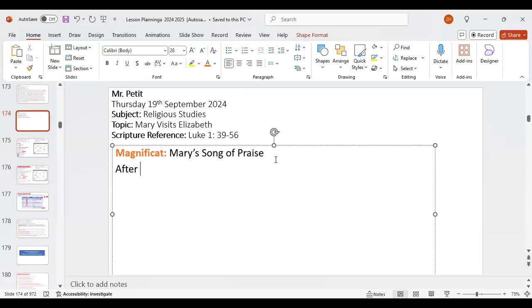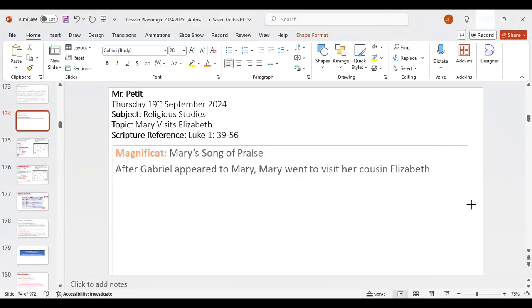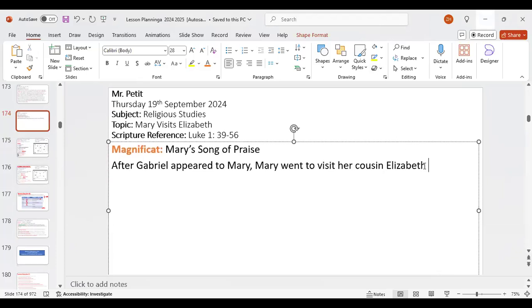So after Gabriel appeared to Mary, Mary went to visit her cousin, Elizabeth. Now, why do you think she went to Elizabeth? What do you think is the reason? To tell her the good news. That's a possible reason. What else?